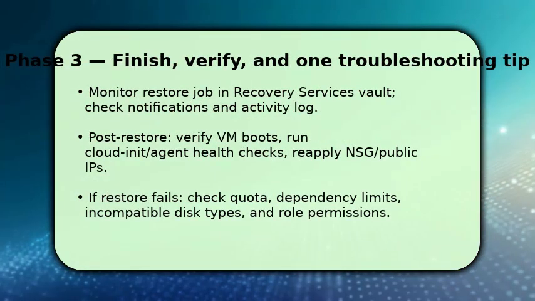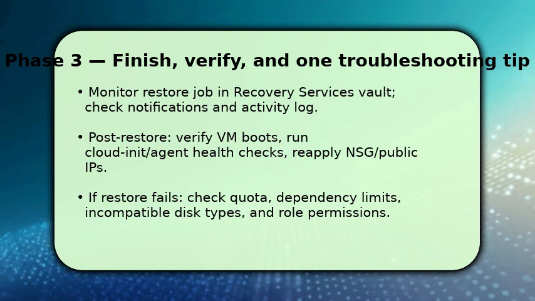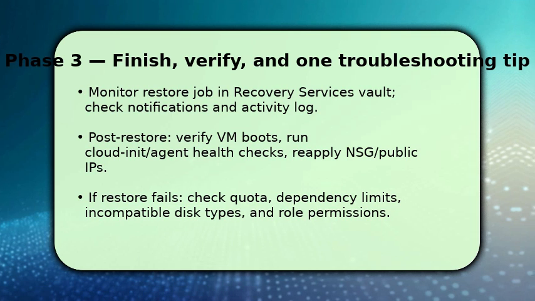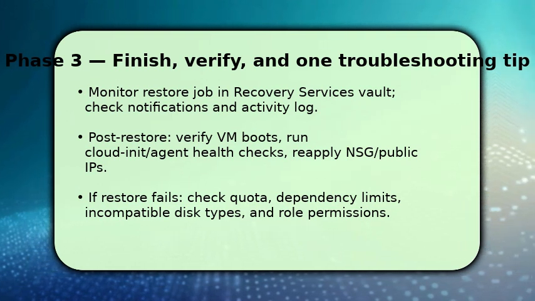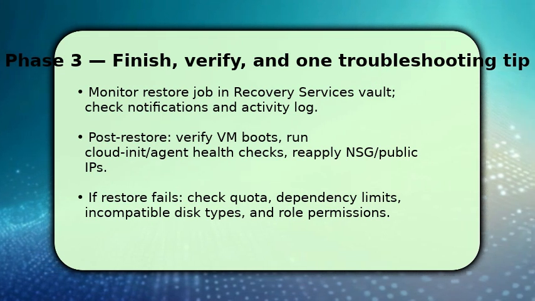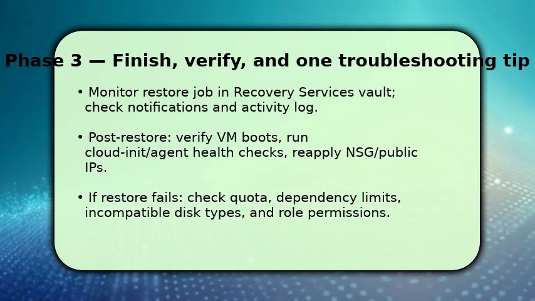You finish by watching the restore job until it completes. Open the vault job details and read any warnings. Once the VM exists, power it on and verify boot, Azure VM agent status, and application integrity. Make necessary NIC or NSG adjustments. If networking changed, reassign public IPs or DNS.